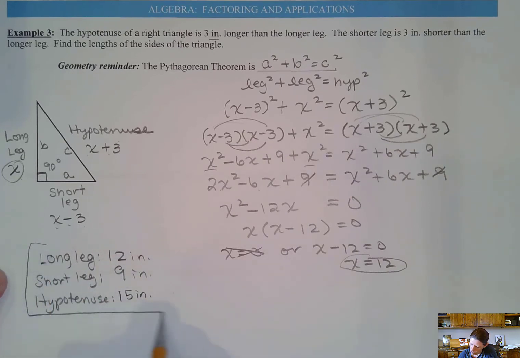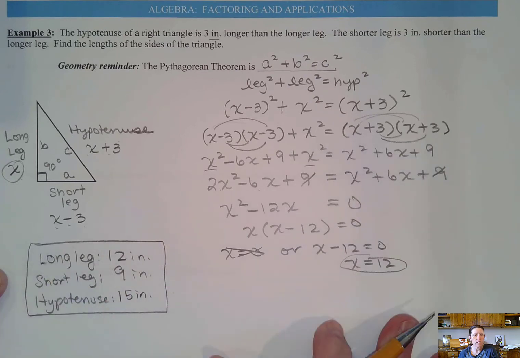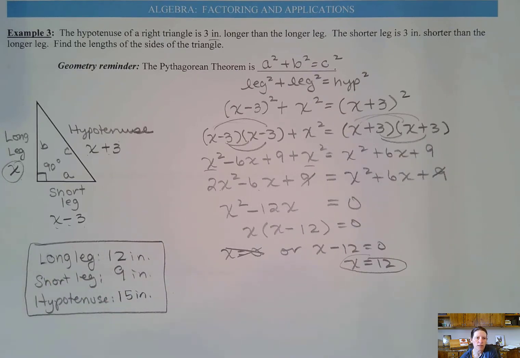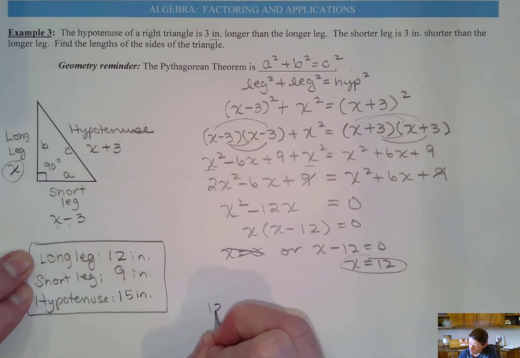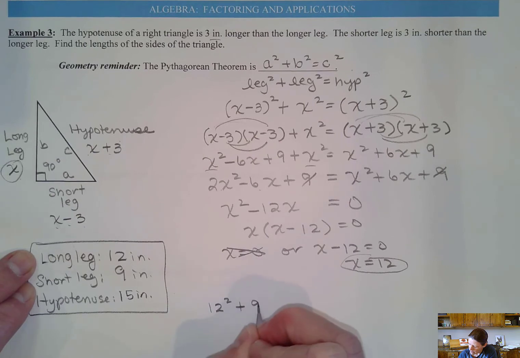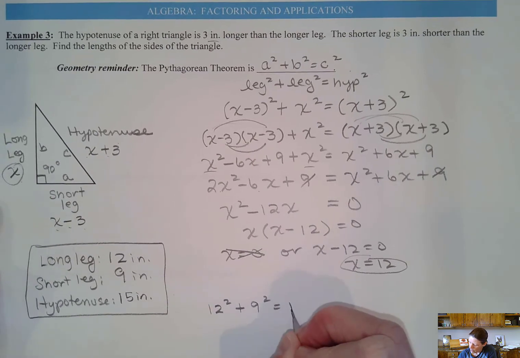And as a quick check of our answer, let's just determine if the lengths of these sides satisfy our Pythagorean theorem. In other words, is leg squared plus leg squared equal to hypotenuse squared?